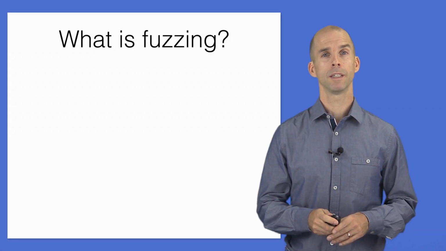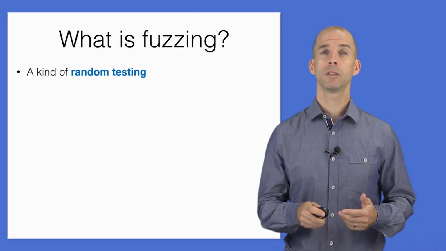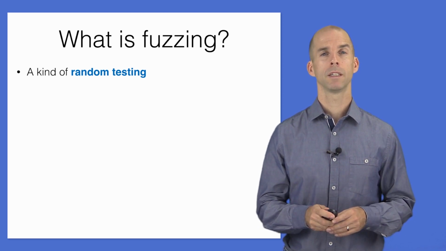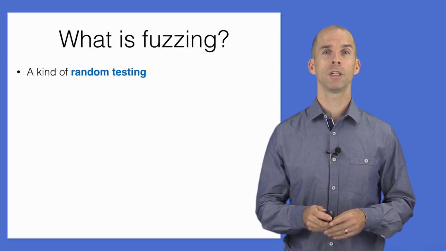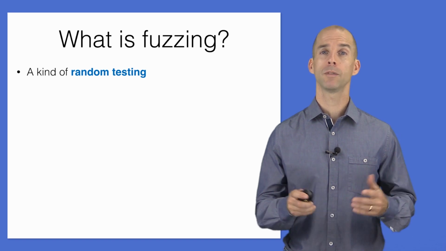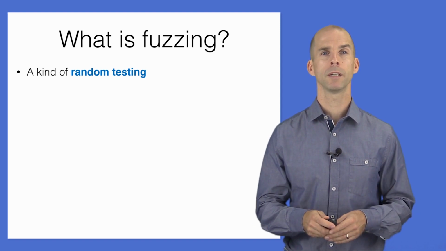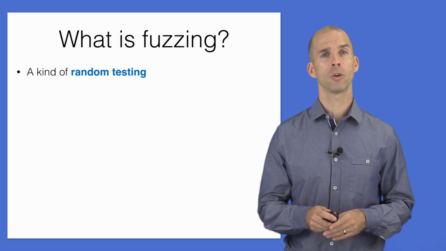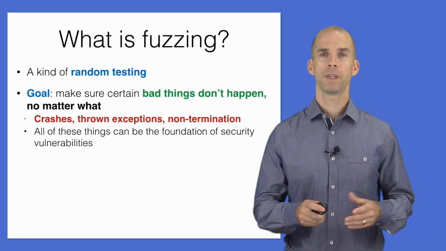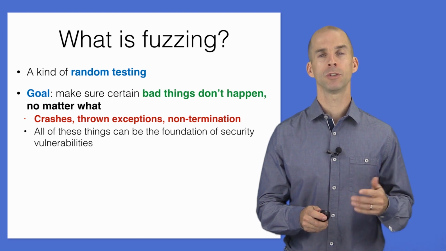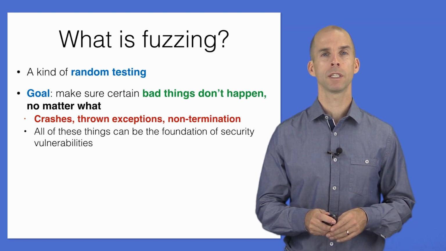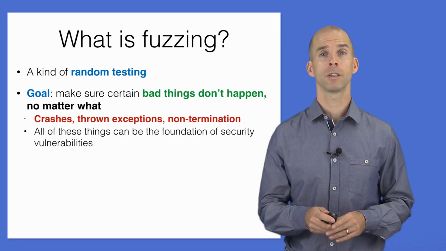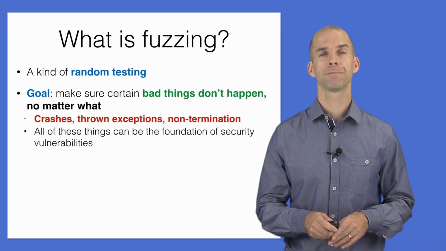What is fuzz testing? Fuzz testing is basically a kind of random testing, which is a kind of testing in which inputs for a test case are generated randomly or semi-randomly. The goal of fuzz testing is to make sure that bad things don't happen. By bad things, I mean crashes, such as due to memory errors or uncaught exceptions, or hangs due to non-termination.